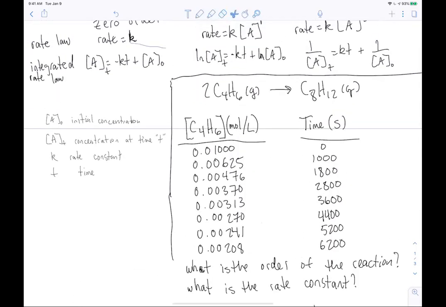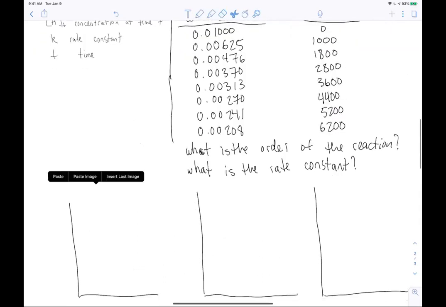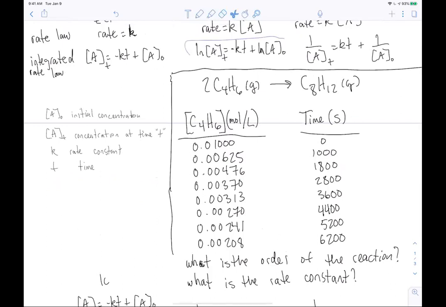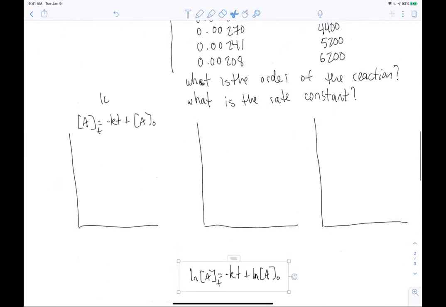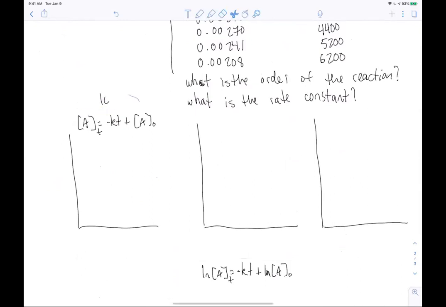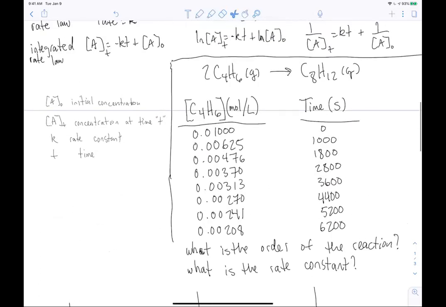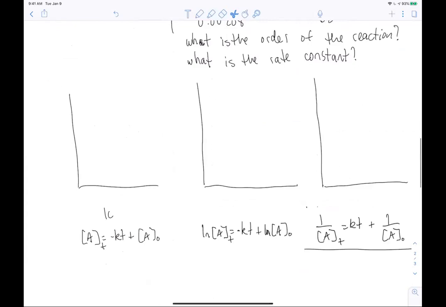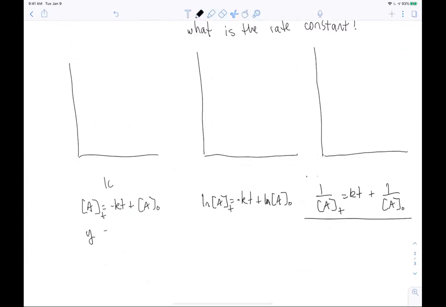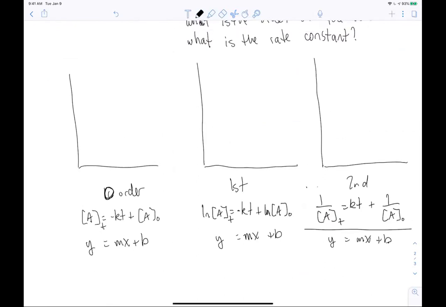So let's look at our equations up here. We've got zero order, I'll put them down here so I have room. First order, and second order. And each of these equations is written in the form of y equals mx plus b. This is also y equals mx plus b. So this is zero order, first and second.